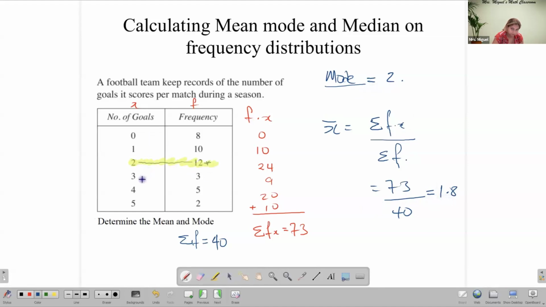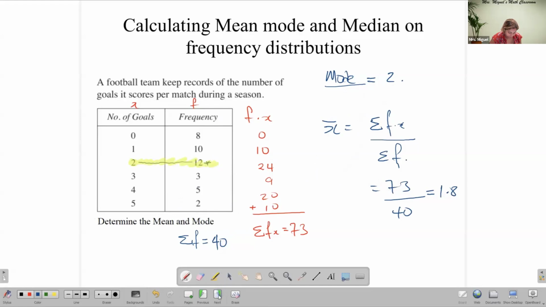This is discrete data. You cannot score 1.5 goals. So if you were asked questions about, for example, what is the best central tendency to use, whether it was mean, mode, or median, then this would be a bad one because it's 1.8 and you cannot score 1.8 goals. So for that reason, you probably would choose 2 since you're dealing with discrete data. That question is not asked here, just saying that if you were asked.